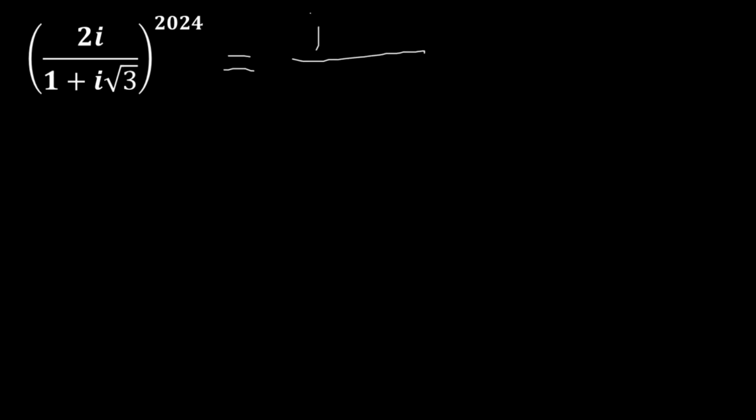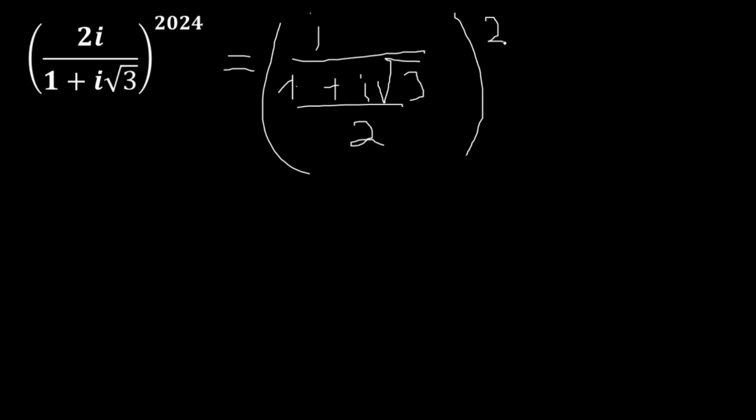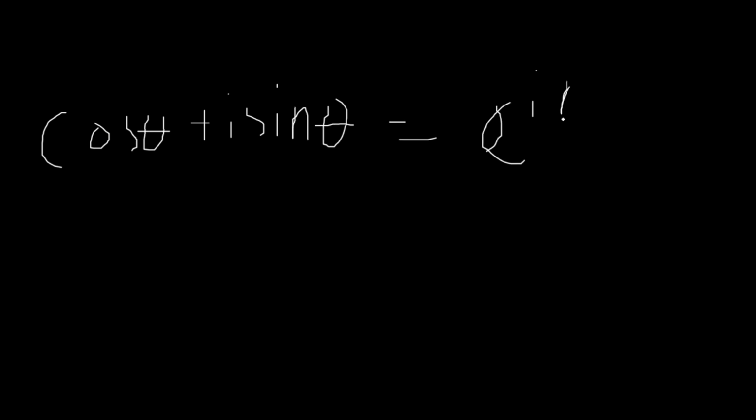I all over what? 1 plus I root 3 divided by 2. That is the same question. Don't forget, power 24. Okay, let's express it into exponential form. The basic formula is what? Cos theta plus I sin theta is equal to what? E to the I theta. Don't forget about the R, because sometimes there's an R here. That is what you have as the answer.